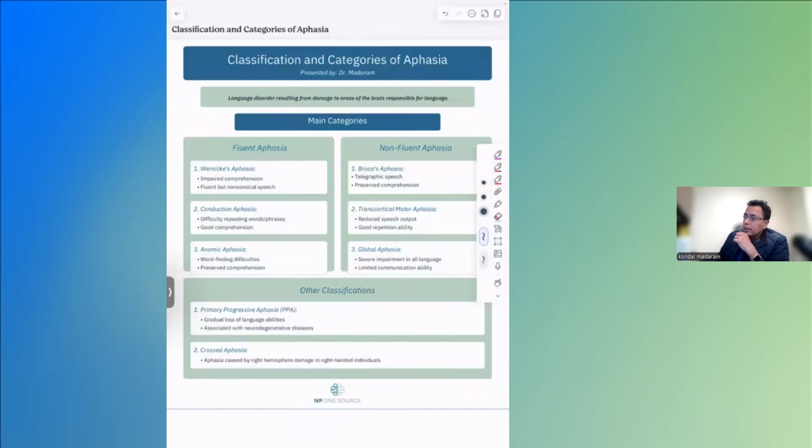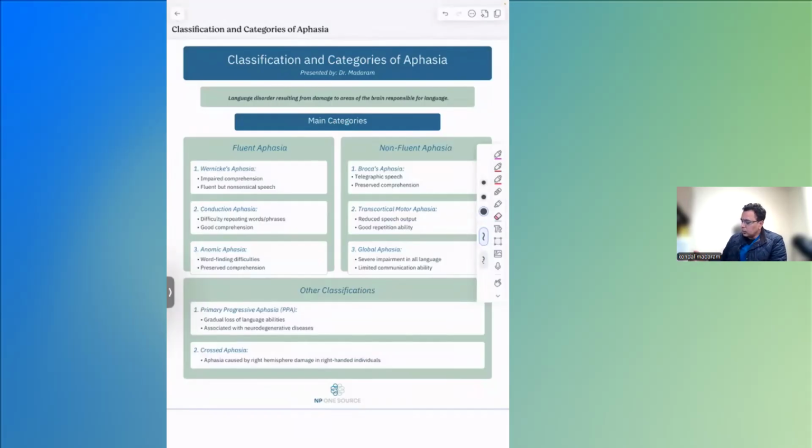We're going to talk a little bit about aphasias today. Whenever somebody has a stroke, they can have any kind of aphasia, and we want to be ready to be able to differentiate. And in the test, they may ask you about what kind of aphasia this patient has.